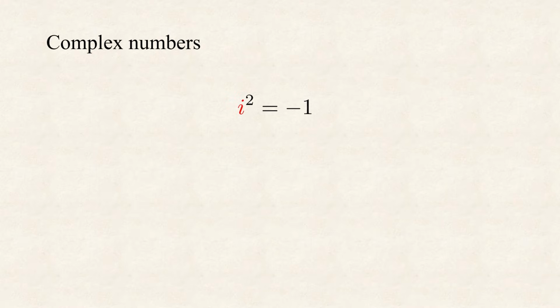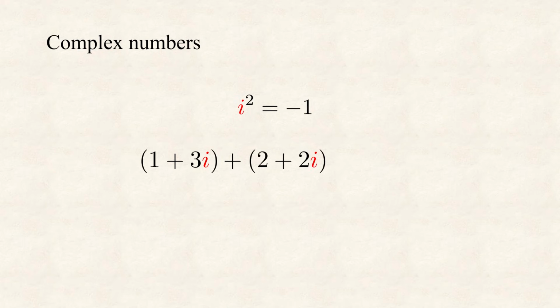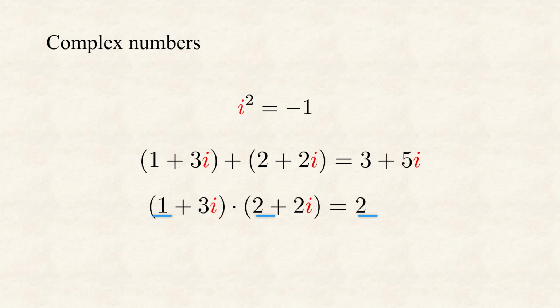First, there is this number i that when squared gives -1. Now any complex number is i times a real number plus another real number. The part not involving i is called the real part of the number, and the second one is its complex part. Adding and subtracting complex numbers is simple. You just add or subtract their real and complex parts individually. Multiplying is similar. You just expand the product as is usual with brackets. Additionally, whenever you find an i squared, you can replace it by -1, as i squared is -1 by definition.